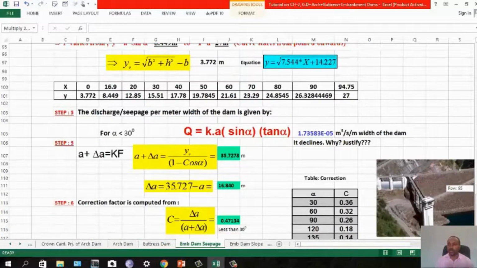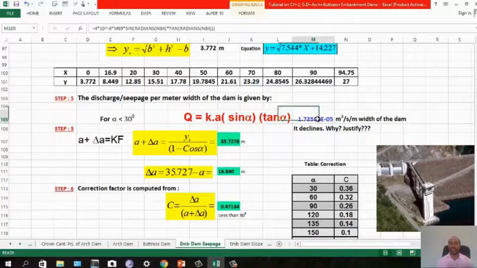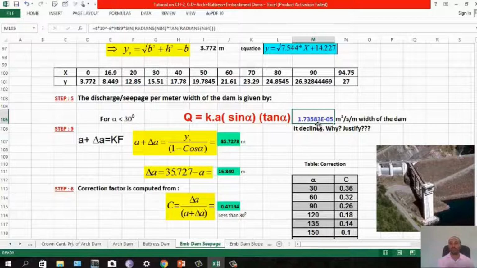Okay, so finally, step 5, you can calculate now the discharge or seepage per meter width of the embankment dam using this equation. For alpha less than 30 degree, you have this equation. Then you can calculate 1.735 times 10 to the power of -5 meter cube per second per meter width of the dam.